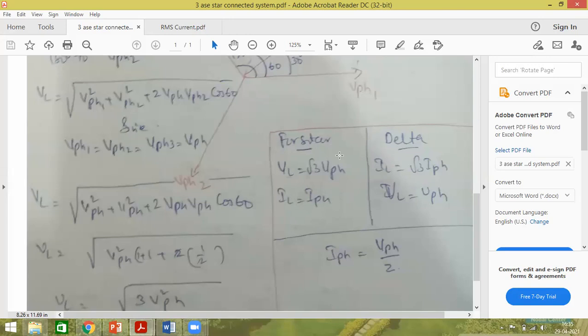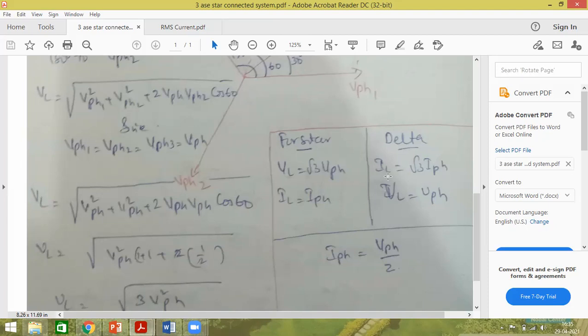When do I have to use the star and when do I have to use the delta? For long distance power transmission, star is used. For short distance power transmission, delta is used. For delta, it becomes the reverse: line current is root 3 times phase current. Delta problems we'll see later on. First, I want you people to become perfect with the star.